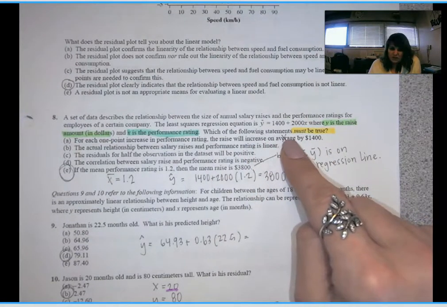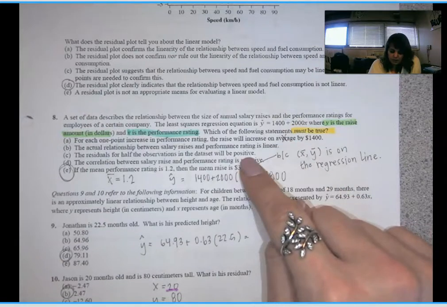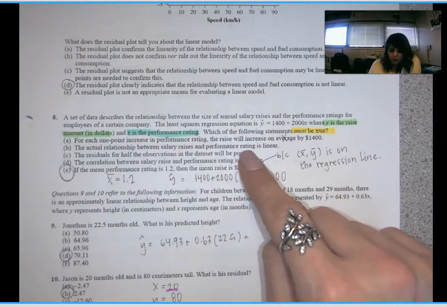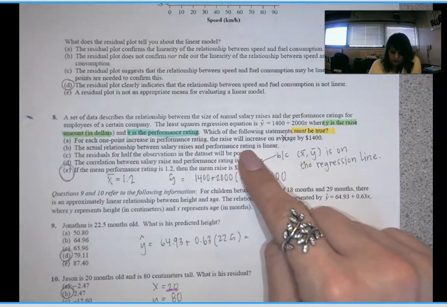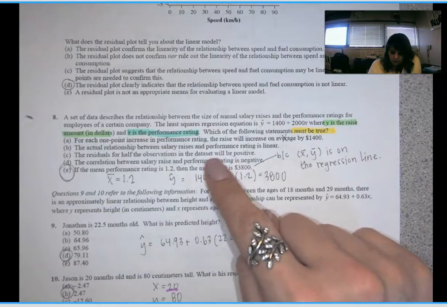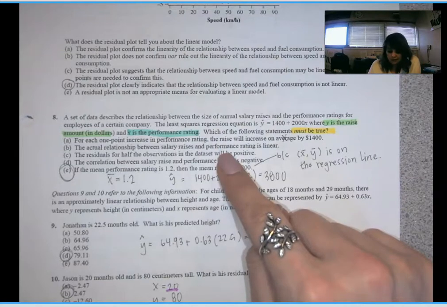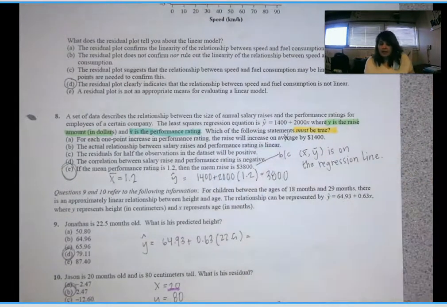B, the actual relationship between salary raises and performance rating is linear. No way. We can get a regression line, but it might not be a linear relationship. So we would need to see R in order to make this statement, or a residual plot. I would want to see a residual plot, or R, because you can't calculate R if it's not linear, but a residual plot would make me feel better.